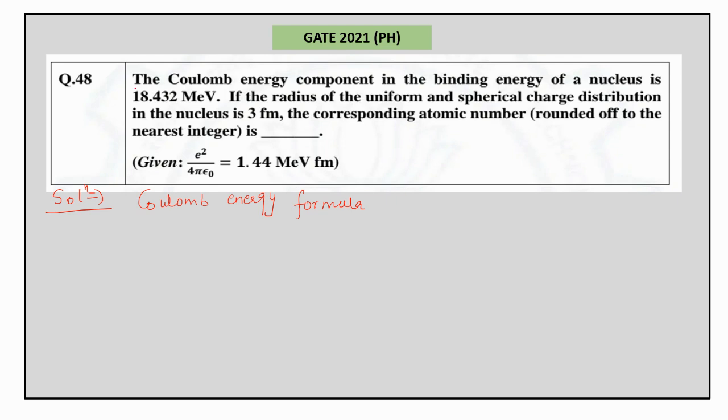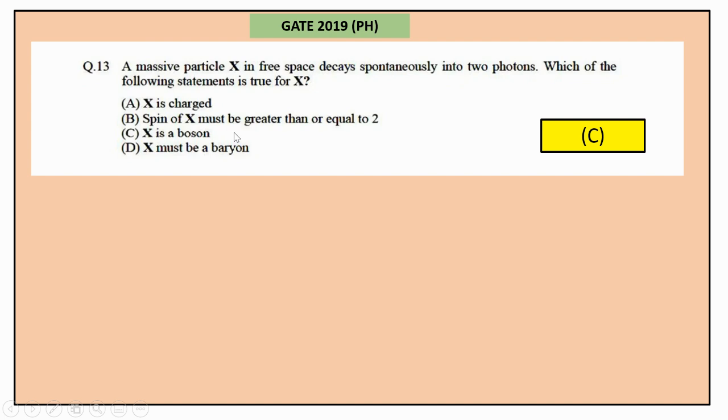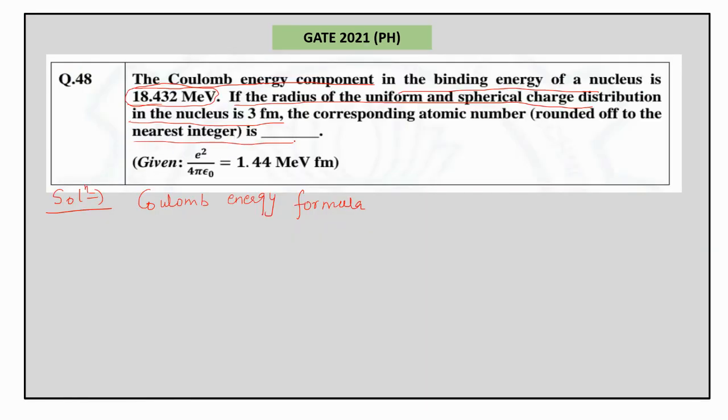So I'll read the question first. The Coulomb energy component in the binding energy of a nucleus is 18.432 MeV. If the radius of the uniform spherical charge distribution in the nucleus is 3 Fermi, the corresponding atomic number rounded off to the nearest integer is. First of all, we should know the Coulomb energy formula. So, what is the Coulomb energy formula for nuclei? The formula is 1 upon 4 pi epsilon naught, 3 by 5, q square by r.